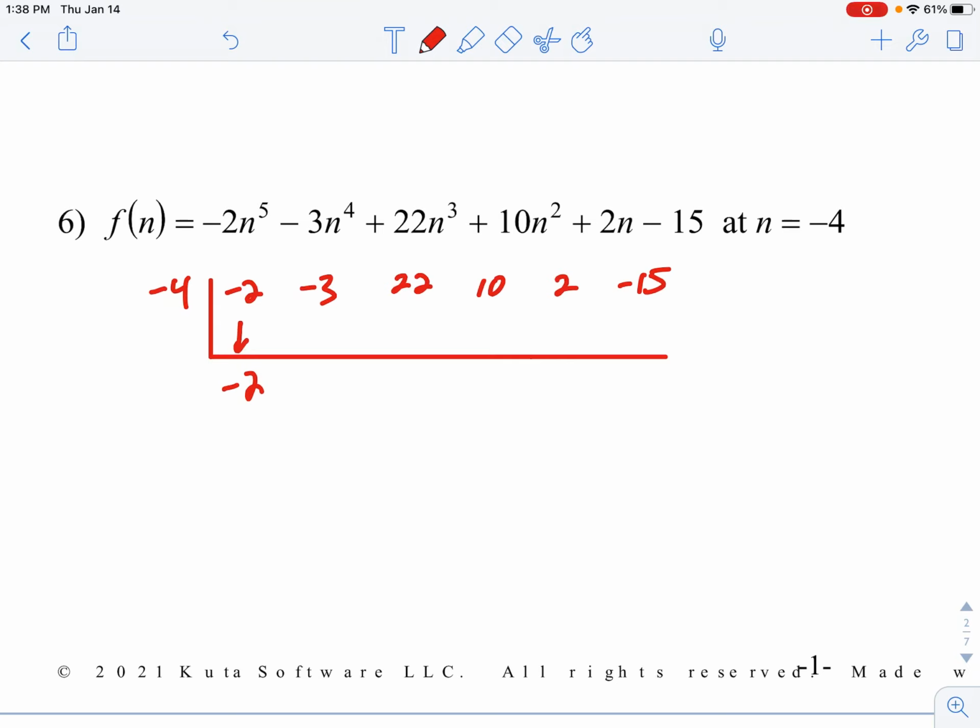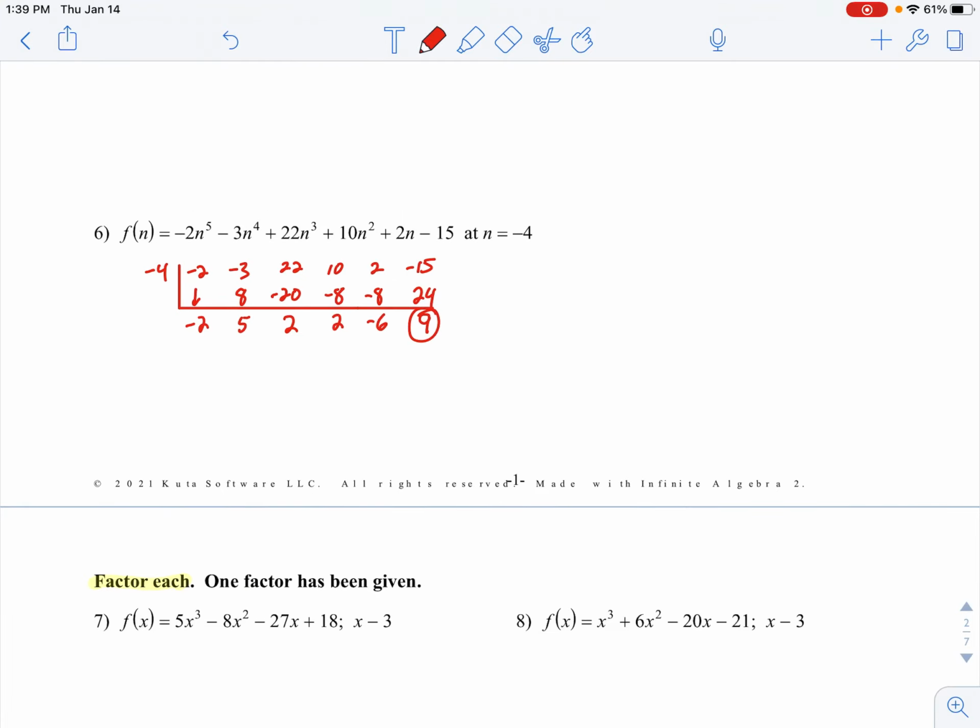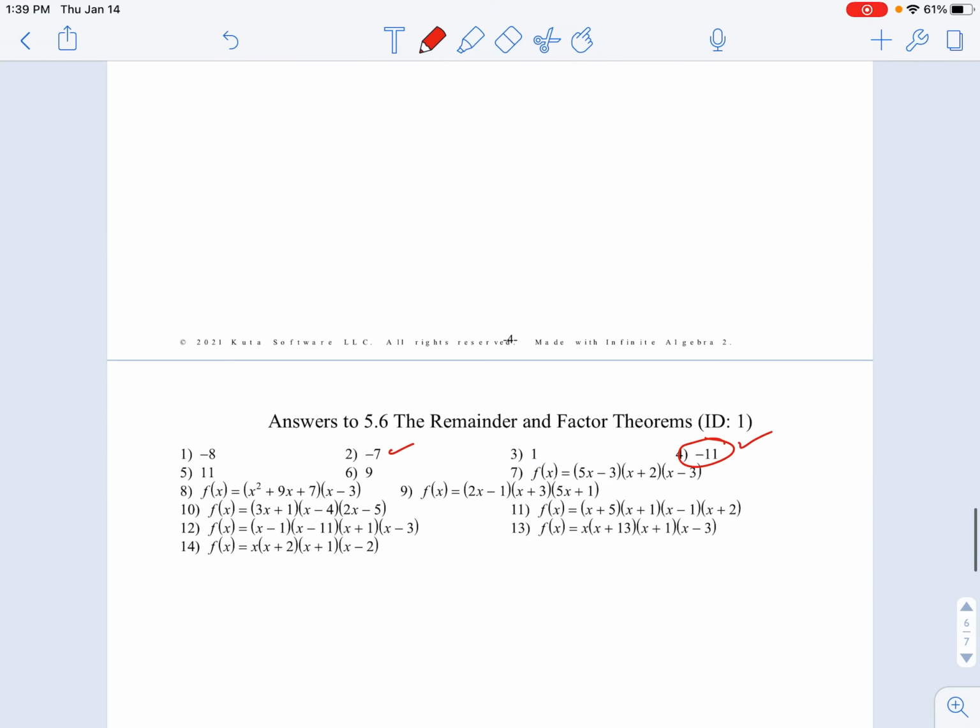Anyway, so you start out by bringing the first number down and then multiply those. All right, I said I wasn't going to draw arrows. I'm not going to draw arrows. Negative 4 times negative 2 is 8. Negative 3 plus 8 is 5. Negative 4 times 5 is negative 20. 22 plus negative 20 is 2. Negative 4 times 2 is negative 8. 10 plus negative 8 is 2. Negative 4 times 2 is negative 8. 2 plus negative 8 is negative 6. Negative 4 times negative 6 is positive 24. Negative 15 plus 24 is 9. 9 is the answer to number 6. Please let it be the answer.